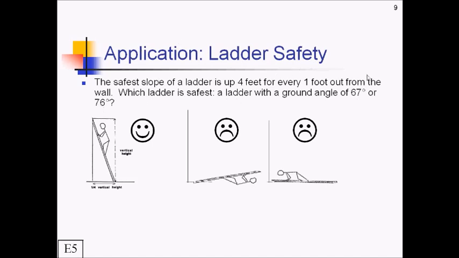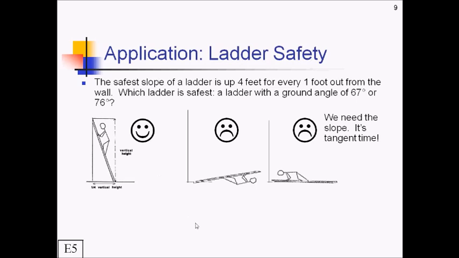So here we're essentially given the angle, and we need to figure out the slope of the angle. How can we do that? Well, we know from before that if we need slope, it's going to be tangent time, because tangent gives us the exact slope of the angle. So we're essentially asking for tan of 67 and tan of 76 degrees. Pause the video and find those values.